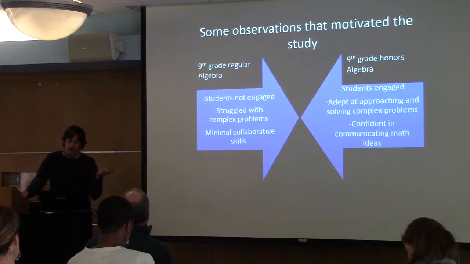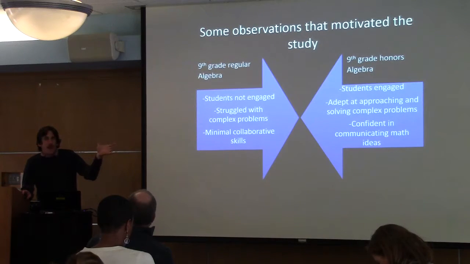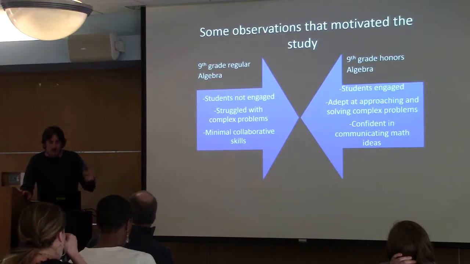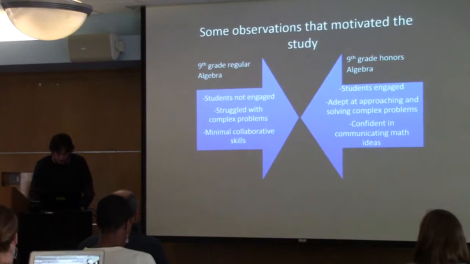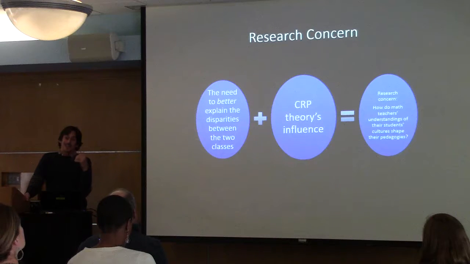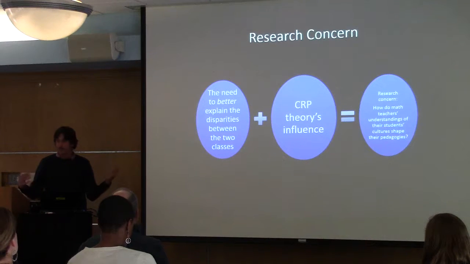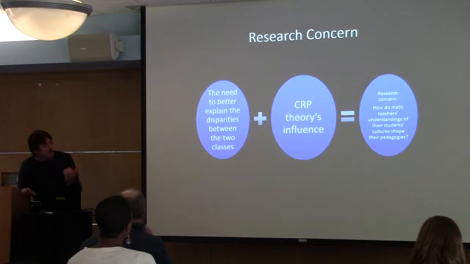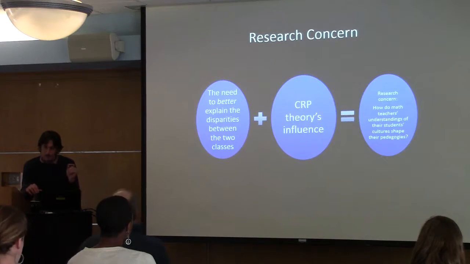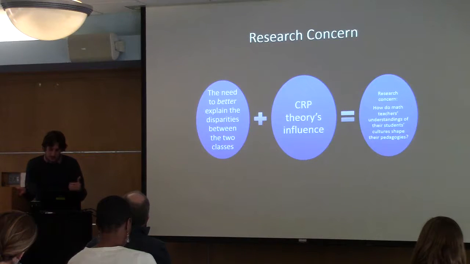You mostly had students of color in the regular algebra classroom, and actually it's not a regular algebra classroom, it's more of a two-year tracked type of remedial algebra classroom, whereas in the honors classroom that was not the case, it was mostly white students. So those observations, as well as the influence that culturally responsive pedagogy has had on me in my three to four years of formal education here, those two factors combined led me to my research concern, which essentially is the title of my presentation. How do these math teachers' understandings of their students' cultures influence the way they teach? That led me to my research concern.